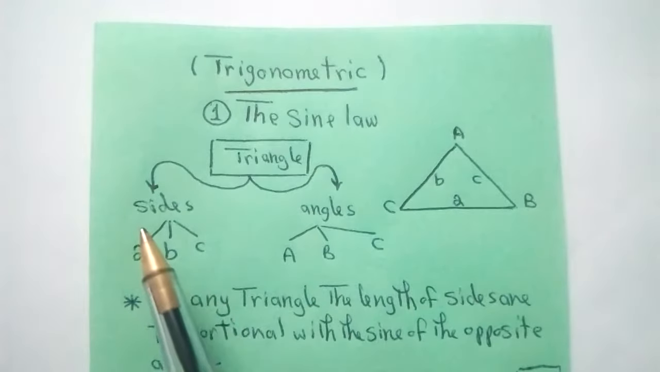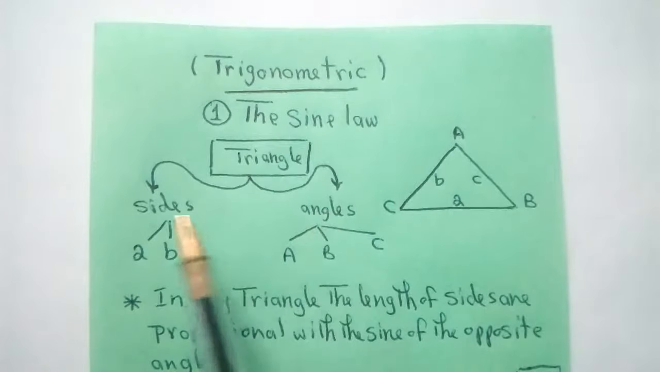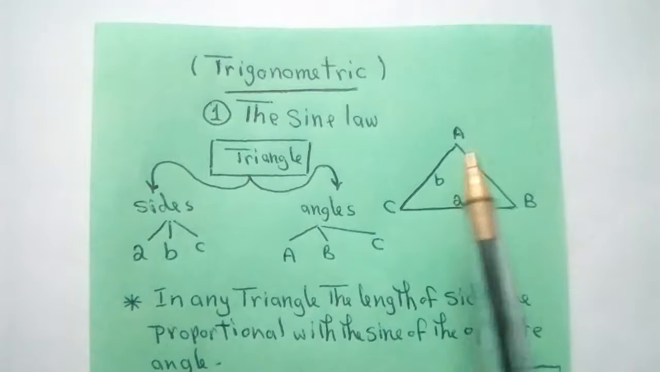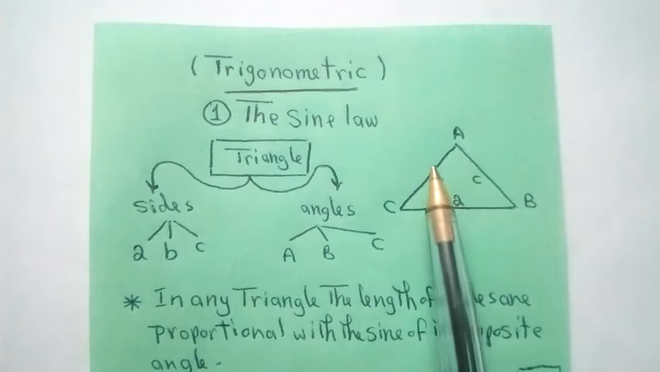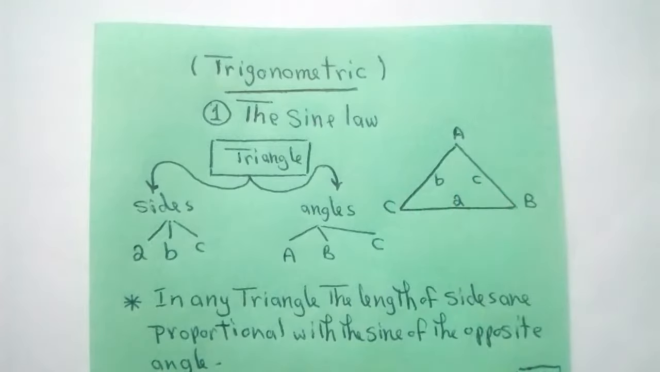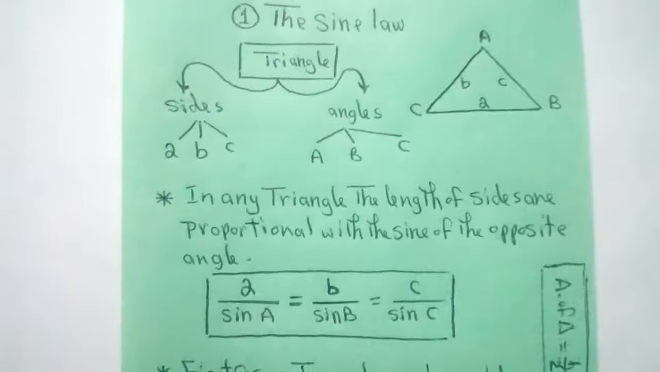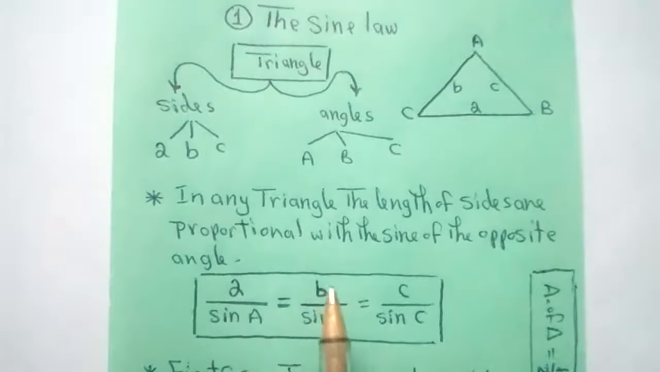Each side is named with a small letter and the angle opposite it with the capital letter. The sine law: in any triangle, the lengths of the sides are proportional to the sine of the angle opposite each side. That is, a over sine A equals b over sine B equals c over sine C.